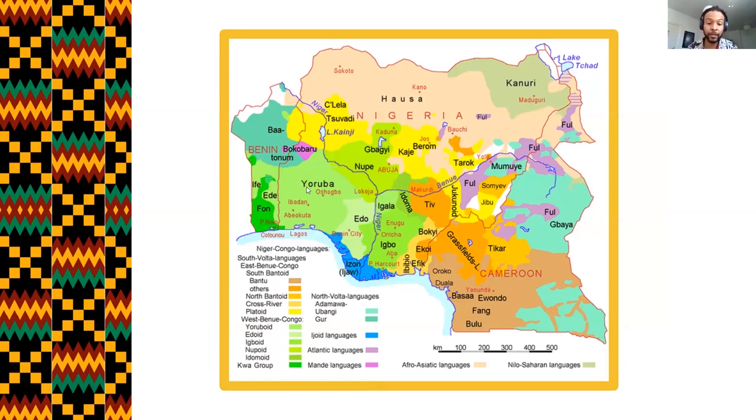So you can see the Yorubas are spread between Benin and Nigeria. And if you look at the Hausa, they are basically all over. They're in northern Benin, northern Nigeria, northern Cameroon, and even in other countries. So it's very much a mess.